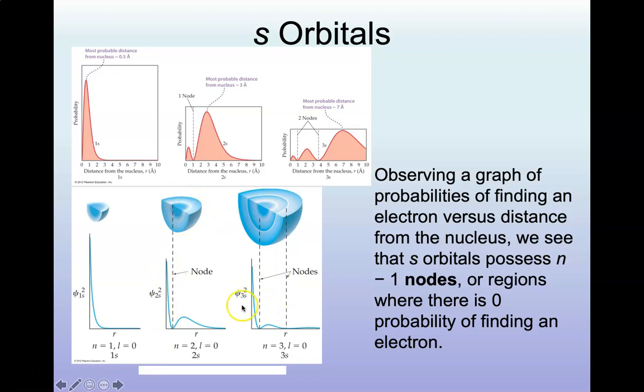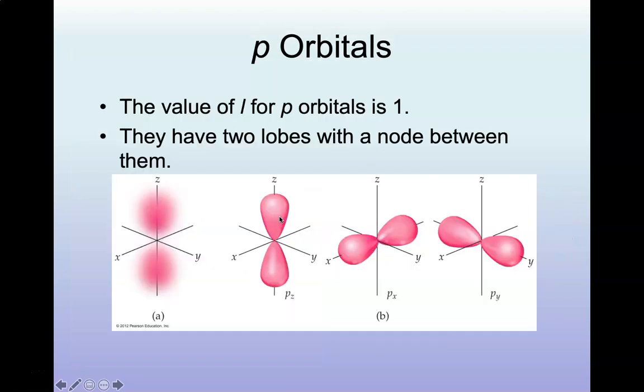Okay. Over here we have 3 in front of the s, which means n equals 3. So there are n minus 1 nodes, which is 2, so there are 2 nodes along this particular orbital. P orbitals look a little different. They look like barbells, if you will, or like smushed balloons, whatever you like.